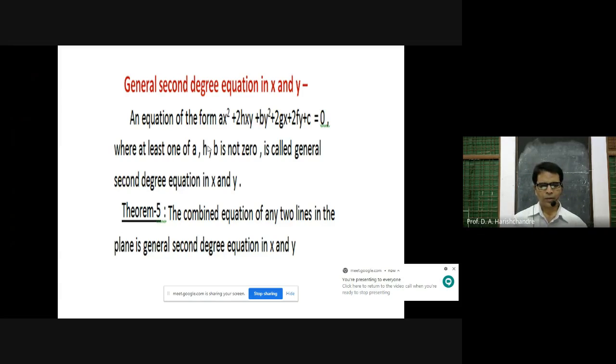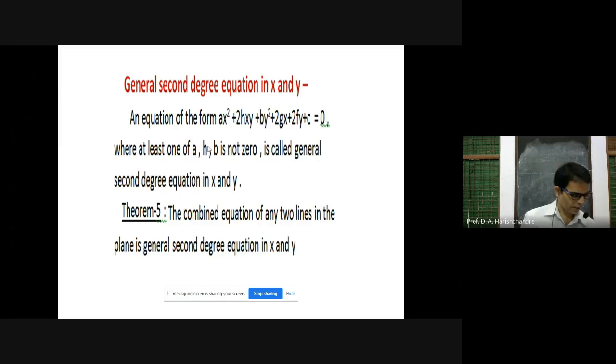Hello students, now we are going to discuss the next part of the title Pair of Straight Lines. The next title, General Second Degree Equation in X and Y.